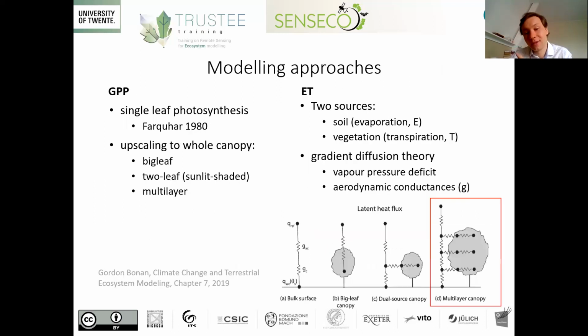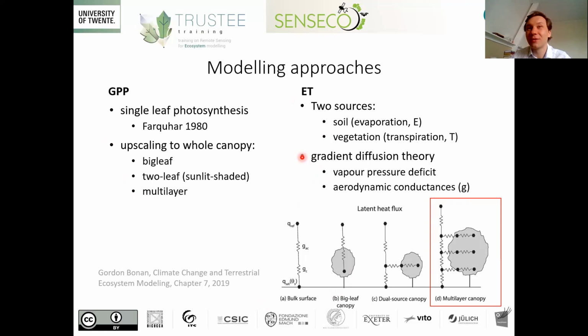And this can be done a little differently for GPP and ET. For GPP, the typical modeling approach is to use single leaf photosynthesis and then upscale it somehow to the whole canopy and ecosystem with a big leaf model, 2-leaf model, or multi-layer models. For ET, there are 2 sources. It's soil evaporation, presented here, and vegetation transpiration, presented here.